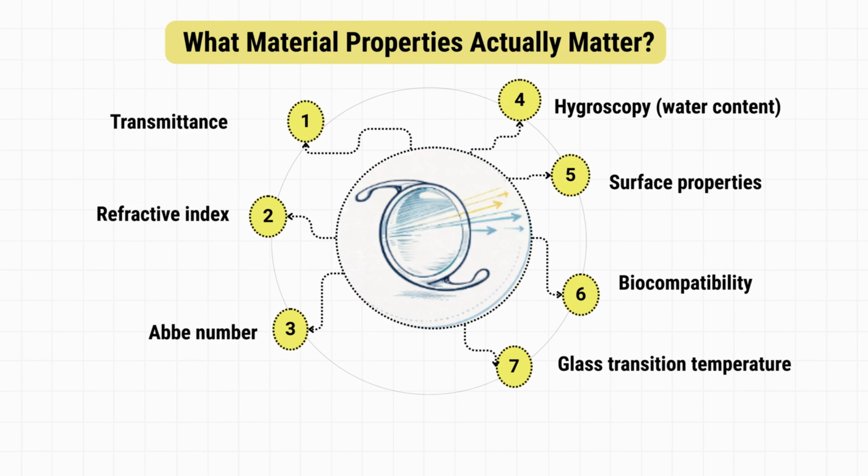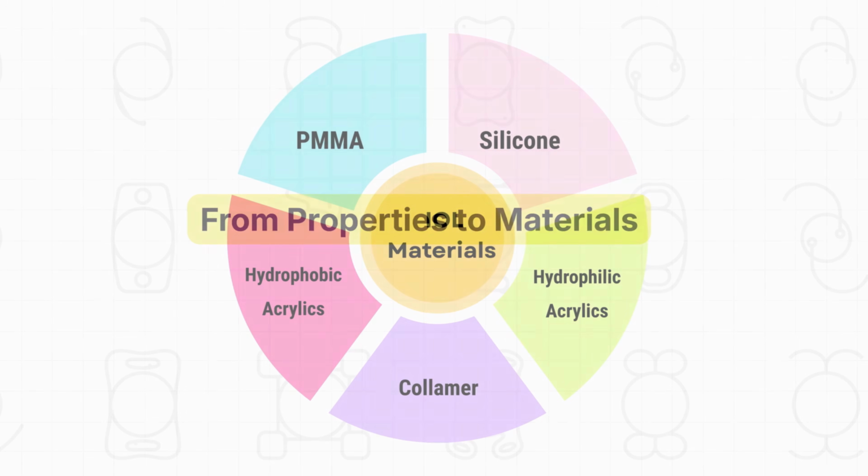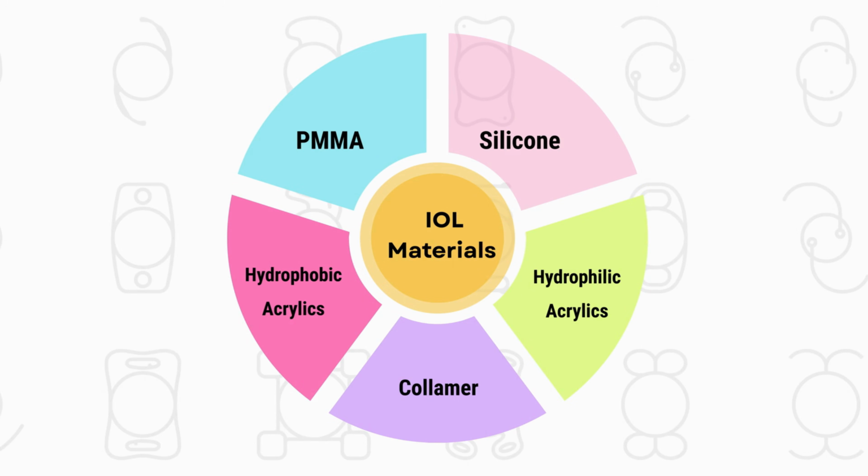So far, we have discussed individual material properties like transmittance, refractive index, Abbe's number, hygroscopy, surface behavior, and also the glass transition temperature. Now, let's apply these properties to the actual IOL materials. Think of this as building a ladder. Each material is simply a different combination of the same properties.